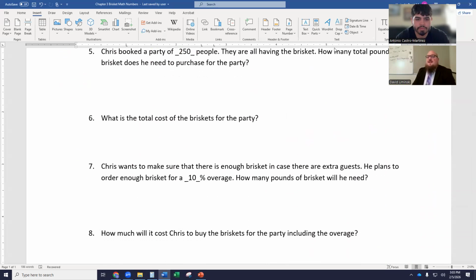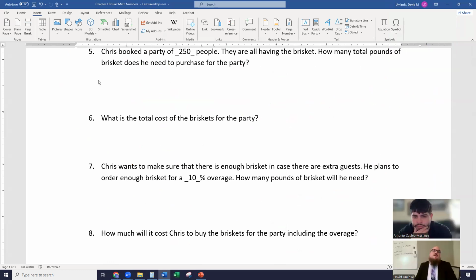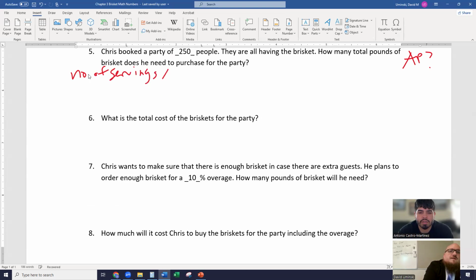All right, so now let's take a look at questions 5 through 8. Chris books a party for 250 people. They're all having brisket. How many total pounds does he need to purchase for the party? So we are looking for the AP. We start with the number of servings times the serving size. That is equal to our edible portion in ounces.